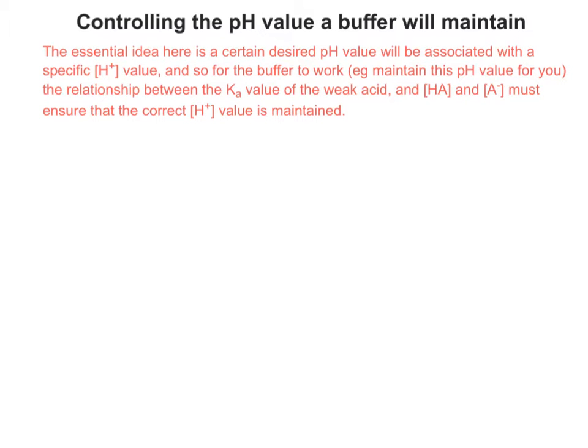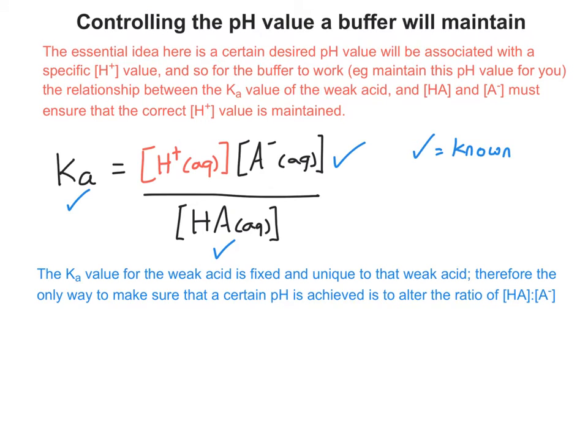Of course, it's no good being able to work out the pH of a buffer if we don't know how to actually control what pH that buffer will maintain for us. So looking at the Ka expression, and if we assume that Ka, concentration of HA, and the concentration of A- are all known, and we also take into account the fact the Ka value for our weak acid is fixed and unique, the only way to make sure that a certain pH is achieved is to manipulate the ratio of HA to A-.